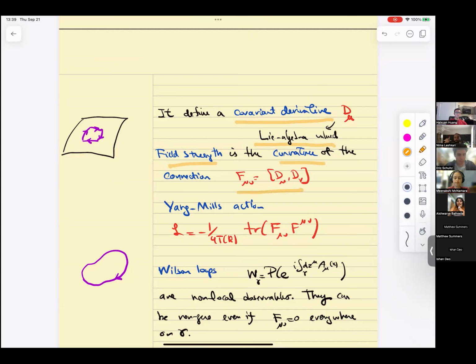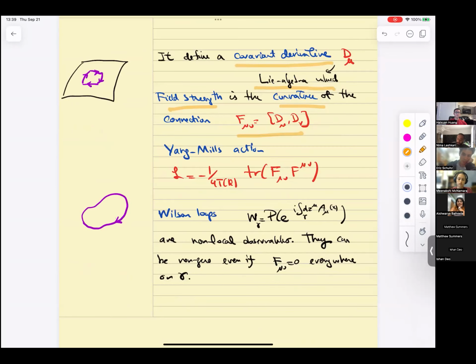This covariant derivative allowed us to parallel transport. As you go around a teeny loop, you pick up the curvature, right? And this is really the physics behind the Aharonov-Bohm effect. Then we wrote down a gauge invariant action in terms of the field strength squared, right? We explained where this action comes from, the Yang-Mills action.